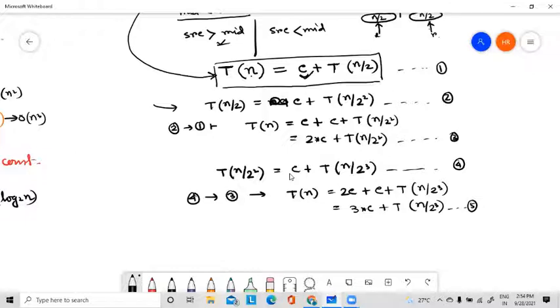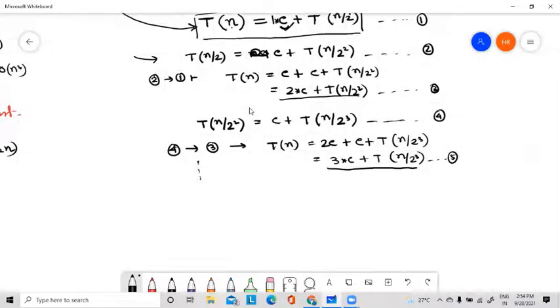So see, after first iteration, it becomes n by 2 to the power 1. After second iteration, it becomes n by 2 to the power 2. After third iteration, it becomes n by 2 to the power 3. And see how the c is changing: 1c, then 2c, then 3c. So if we continue in this way, after k times, what will be the value?